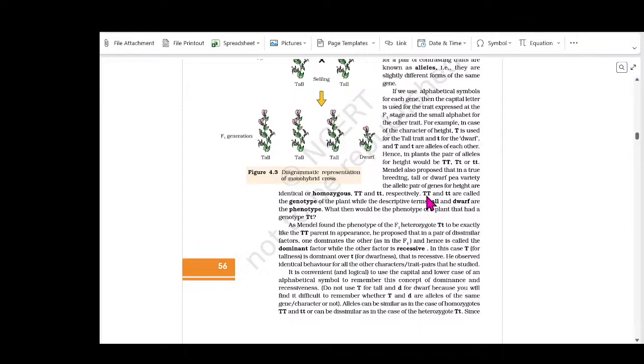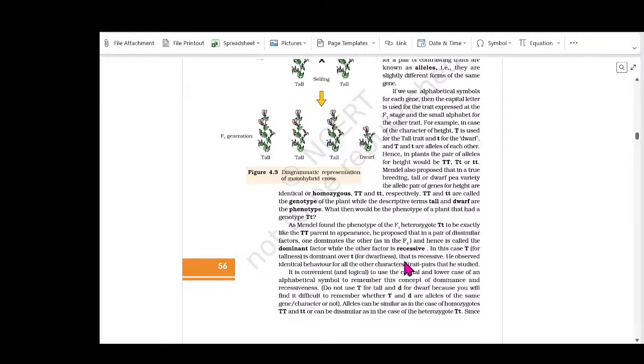TT and tt are called the genotype of the plant, while the descriptive terms tall and dwarf are the phenotype. What then would be the phenotype of a plant that had the genotype Tt? As Mendel found the phenotype of the F1 heterozygote Tt to be exactly like the TT parent in appearance, he proposed that in a pair of dissimilar factors, one dominates the other and hence is called the dominant factor, while the other factor is recessive. In this case, capital T is dominant over small t for dwarfness, which is recessive.